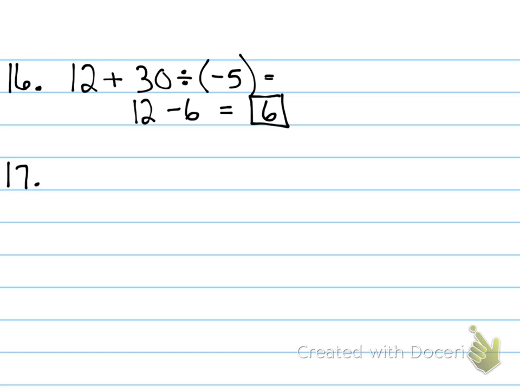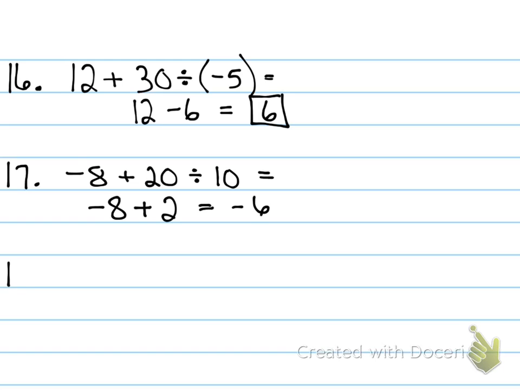All right, now let's do negative 8 plus 20 divided by 10. All right, so what do I do first? 20 divided by 10, which is what? Positive 2. That's why the plus sign goes in front of the 2. That's how I know what sign goes between the numbers. Now, negative 8 plus 2 is what? Who got it? Who got negative 6? Awesome. Good job, guys.